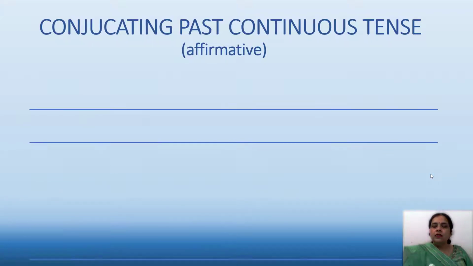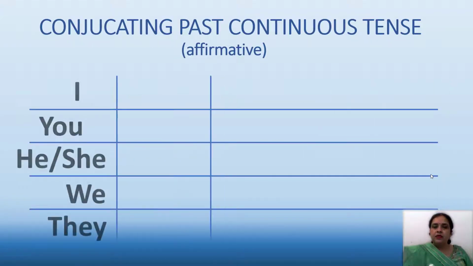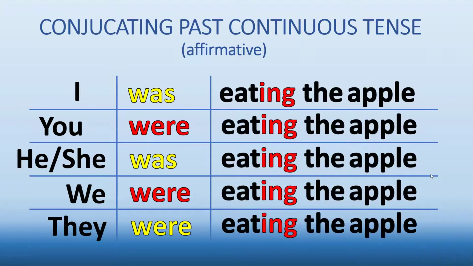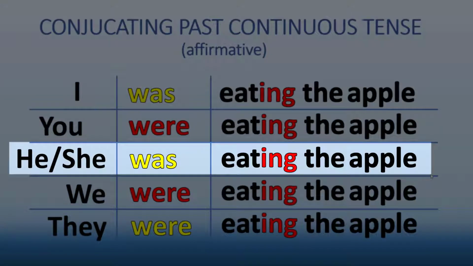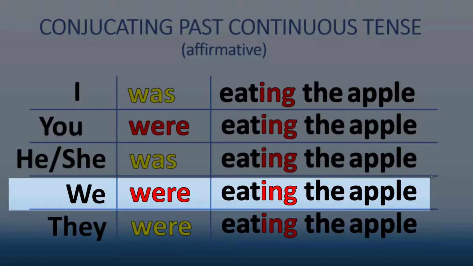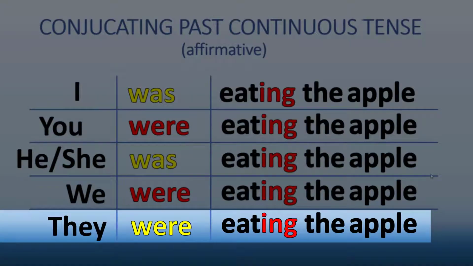Formation of past continuous tense in affirmative sentences. Let's see through this table. Now in this we use was or were according to the subject. With I, he, she we use was, and with you, we, they we use the auxiliary verb were. And the present participle verb eating will remain the same with all the examples. I was eating the apple, you were eating the apple, he or she was eating the apple, we were eating the apple, they were eating the apple.